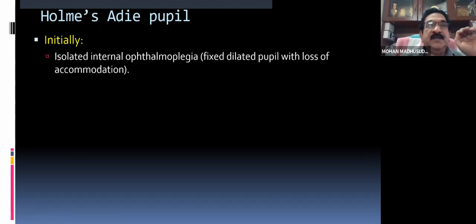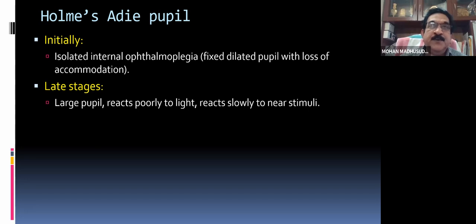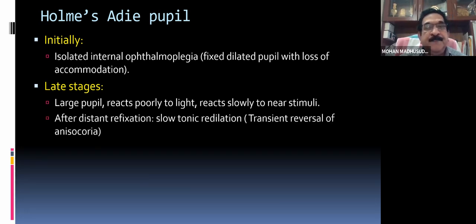Just two or three slides to tell about this. It initially presents as isolated internal ophthalmoplegia, a fixed and dilated pupil with loss of accommodation. In late stages, the large pupil reacts poorly to light and reacts slowly to near stimulation. After distant refixation, there is slow tonic redilatation, that is, transient reversal of anisocoria. One side pupil is normal, the other is the Adie's pupil. On converging, the Adie's pupil slowly constricts, and the other pupil also constricts briskly and remains constricted. When you ask the patient to look at a distant object, or take away the light, the normal pupil quickly redilates, but the tonic pupil remains constricted for a long time before it gets fully dilated.